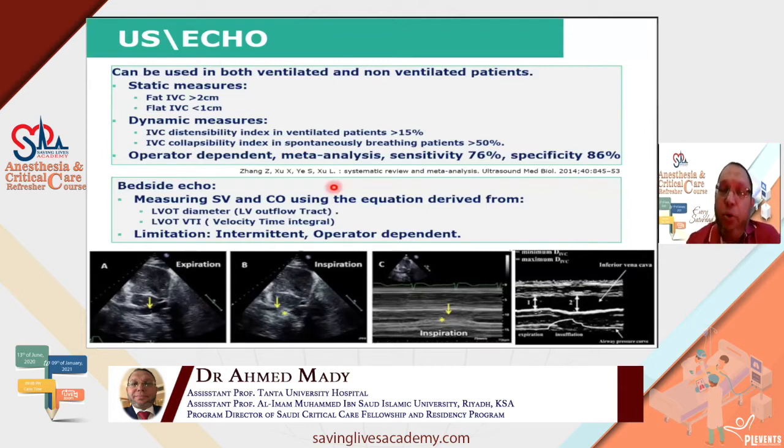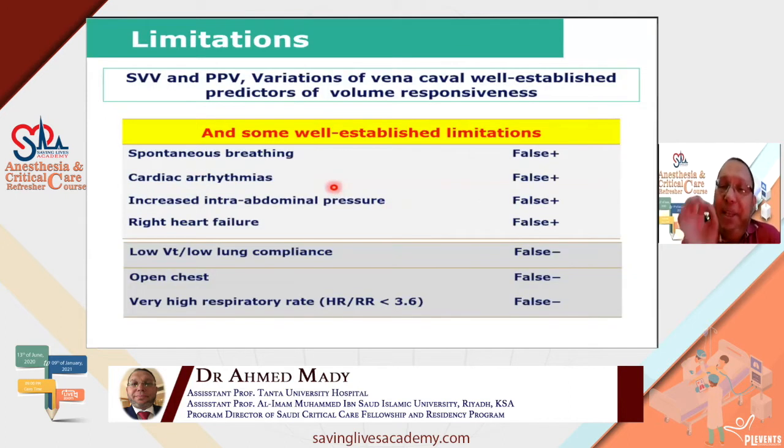Again, I will not go into each one in detail, but I just want to remind you of the limitations. Before you know the benefit of any test, you have to know the limitations of that test. You can see it here. It is a well-established predictor for volume responsiveness, but we have many limitations you have to consider when you are dealing with it. The patient has high intra-abdominal pressure, the patient has arrhythmia, the patient has right heart failure. All of this is reflected in your fluid responsiveness test.